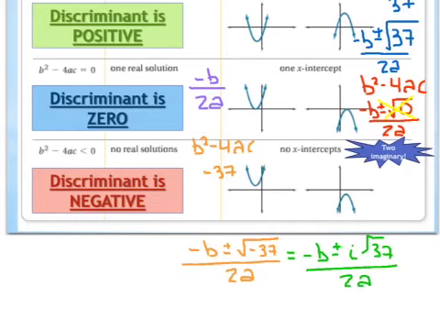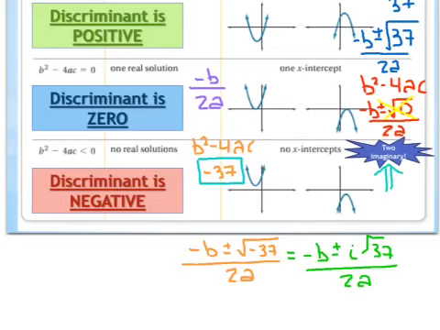So if there's an i there, that means this is negative b plus i, radical 37, divided by 2a. Negative b minus i, square root of 37, divided by 2a. Those are two imaginary answers because they both include the number i. Okay? So anytime you evaluate your discriminant, and your discriminant is a negative number, you have no real solutions, and that means that there's two imaginary.